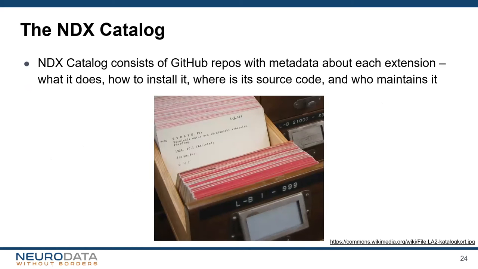So what is the catalog? The catalog just consists of a bunch of GitHub repos with metadata about each extension: what it does, how to install it, where its source code is, and who maintains it. It doesn't actually contain the source code of the extension. It just contains pointers to your own individual repos that contain the extension. It's kind of like a card catalog in the old days for a library. It just has information about where to find the extension and how to install it.